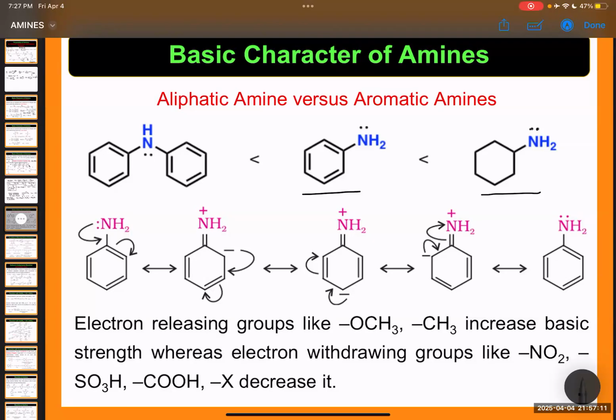So what's the reason? Reason is quite simple. This aliphatic group will show plus I effect because nitrogen is more electronegative than the carbon, and the sigma bonded electrons are going to get pushed towards the nitrogen, making it more electron rich, and it will attract the H plus more strongly. It is more basic. That's it. Got it?